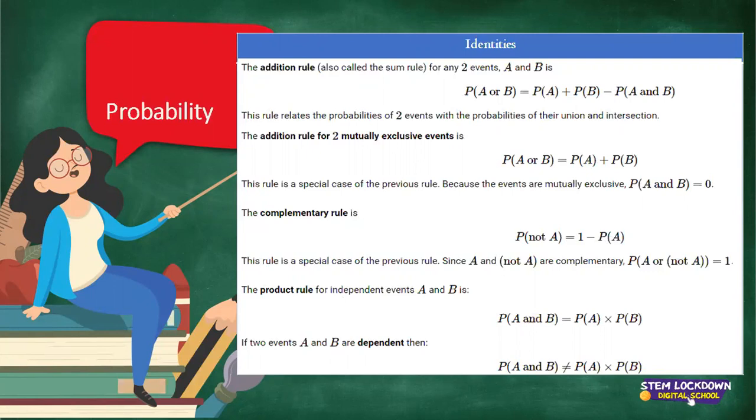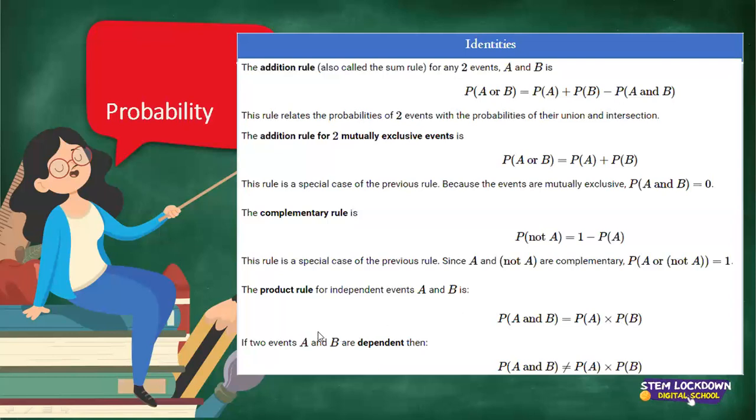But for dependent and independent events, to determine whether two events are dependent or independent, we use the product rule. And the product rule implies what? For an independent event, the probability of A and B equals the probability of A multiplied by the probability of B.